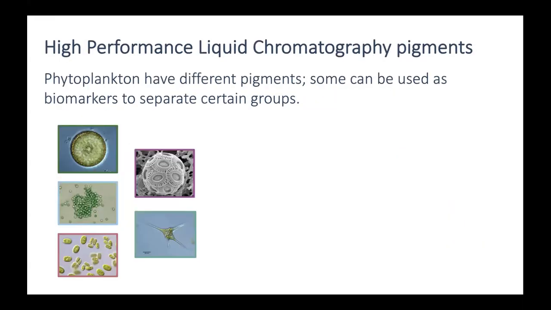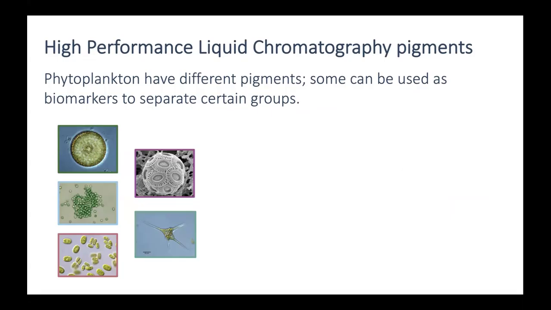So in this case, we're talking about high performance liquid chromatography, or HPLC pigments. HPLC is the method that we're using to measure the pigments that are in phytoplankton, which contain multiple different pigments. And some of those pigments can be used for photosynthesis, some are used for photoprotection, and there are specific biomarker pigments that can be used to separate certain phytoplankton groups.